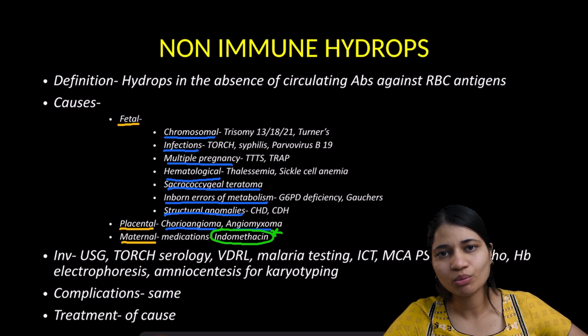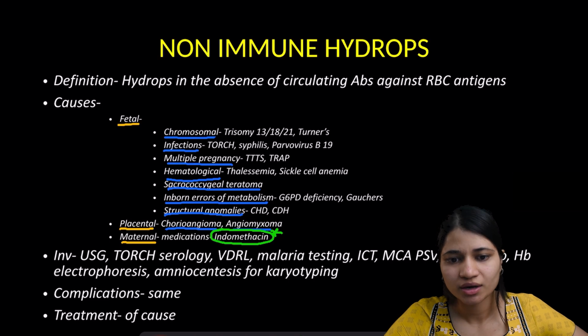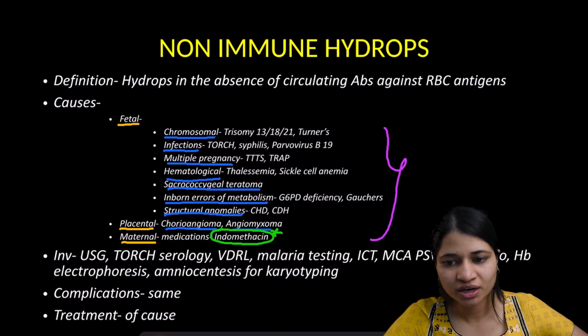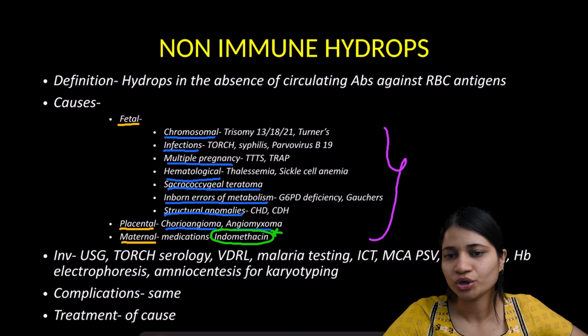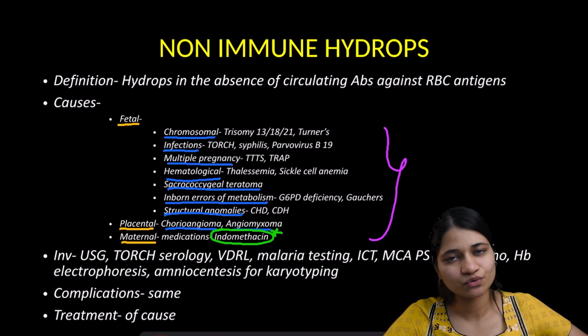So what are the investigations? Investigations will be according to whatever causes we read so far. First of all, we should definitely do an ICT and blood grouping of the mother. We should do a USG, TORCH serology, VDRL testing, malaria testing, fetal echo, hemoglobin electrophoresis, and amniocentesis for karyotyping. The complications and the treatment of non-immune hydrops remain the same as for immune hydrops.